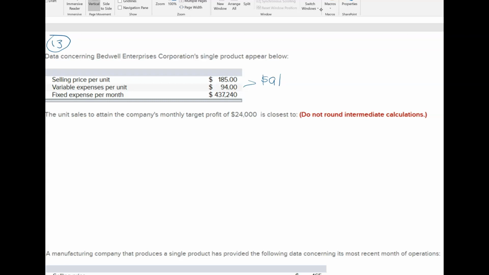Now, to find the unit sales at target profit, it's similar to the break-even point. You're going to take the target profit plus fixed costs over the unit contribution margin. So the break-even point is fixed cost over contribution margin. But if you're looking for a certain target profit, it's target profit plus fixed cost divided by the contribution margin. And they're looking for a target profit of $24,000.